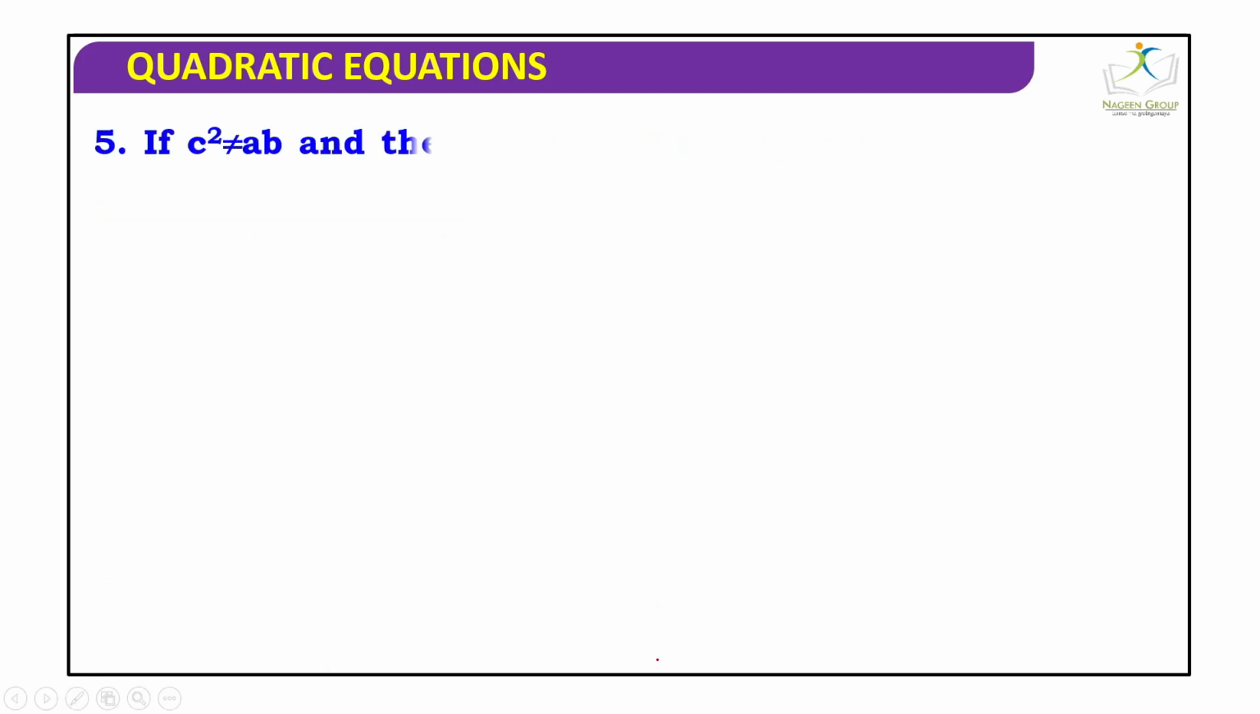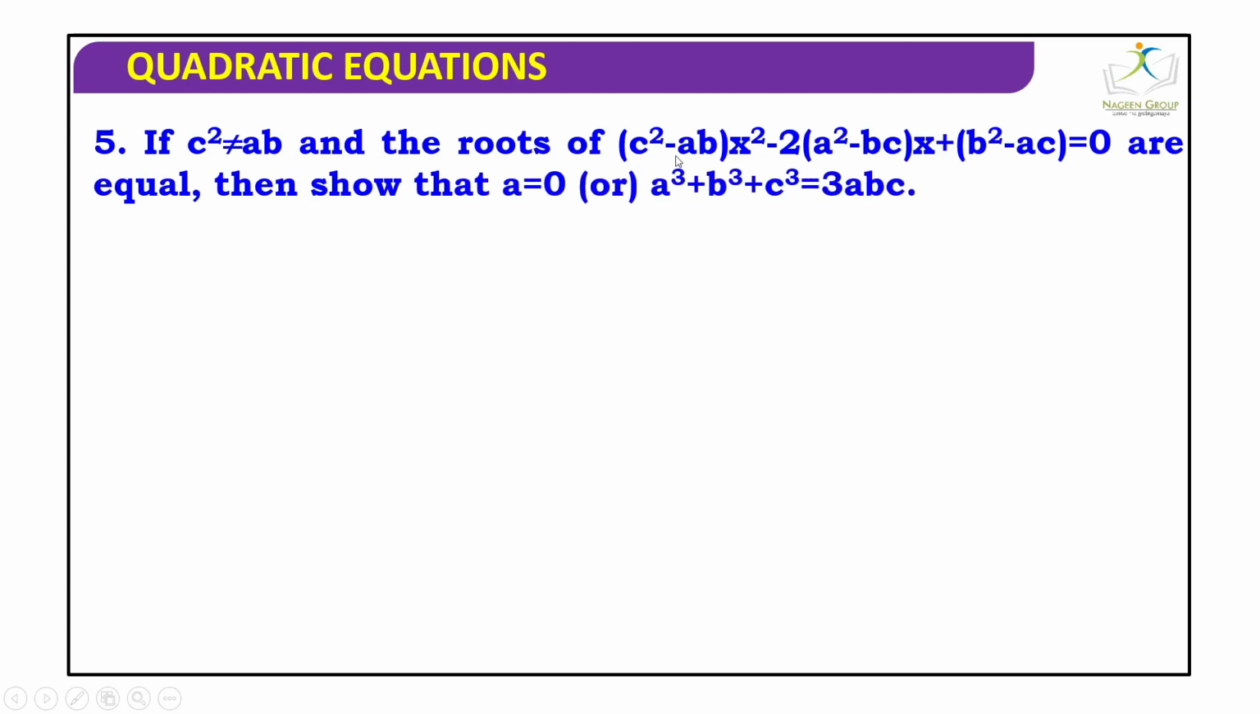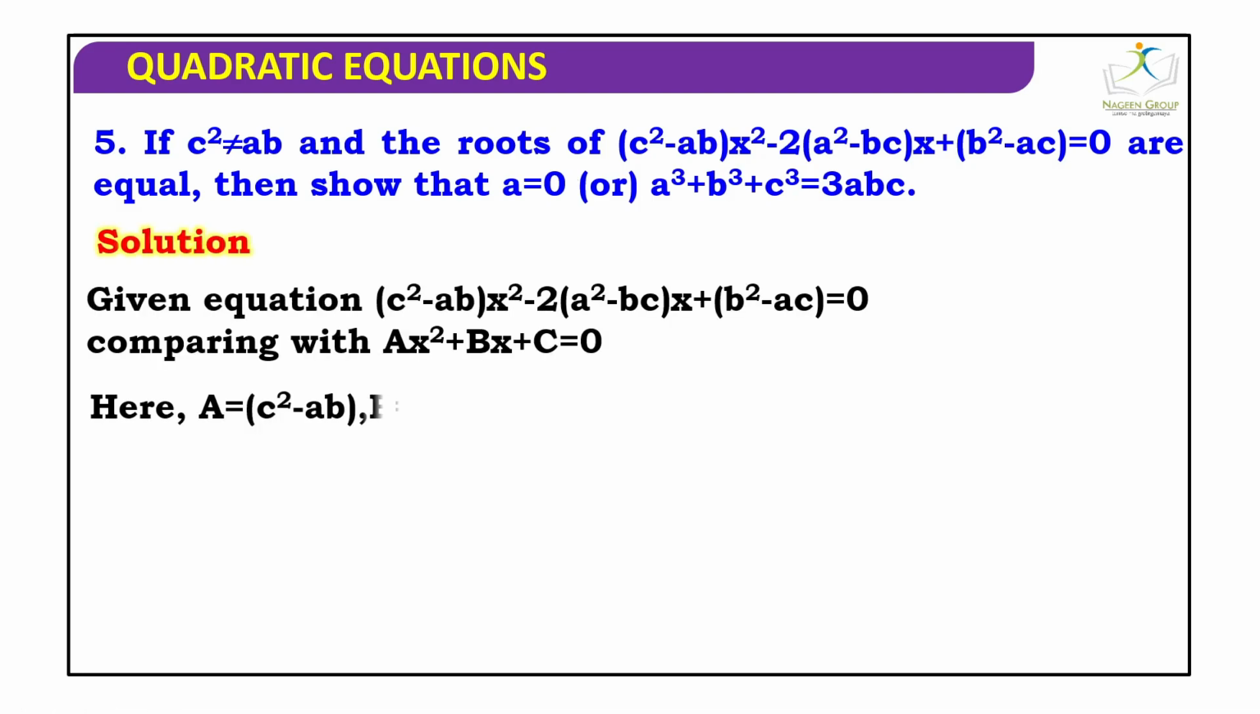Now next is, if c square is not equal to ab and the roots of the equation are equal, then to show this, from here we are saying that the roots are equal, which implies b square minus 4ac should be equal to 0. From here, first we compare: this is the value of a, this is b, and the last term is c.